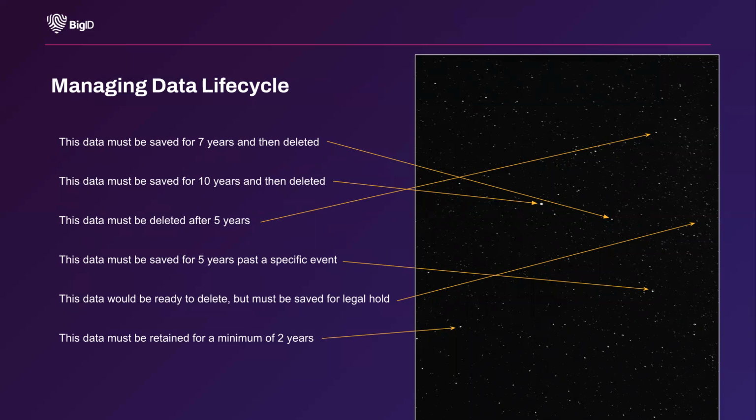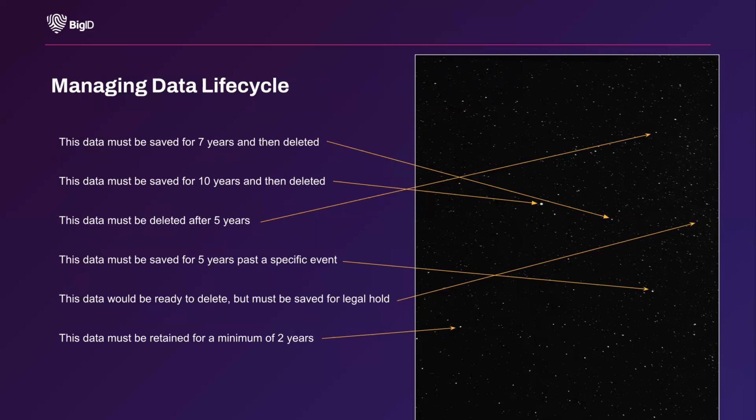Or there's some obscure piece of data that would be ready to delete, but this time I need to save it for a legal hold. Or just data must be retained for a minimum of 2 years. So all these different rules are coming into play across all your different data points. If you're trying to manage this all manually, you can imagine it would get very, very complex. How do you apply all these different rules to all these different data types, and even just know what kind of data it is?